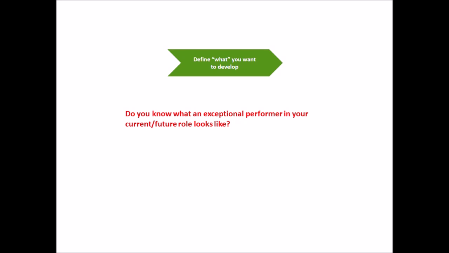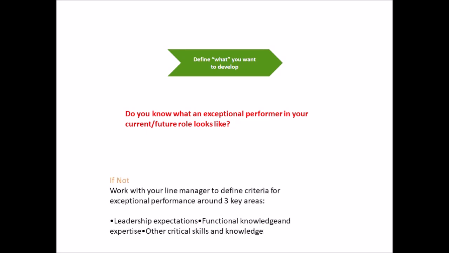If you could not identify what your exceptional performer looks like, at this time you need to work with your line manager to identify at least 3 key areas. Maybe leadership expectations, functional knowledge and expertise, and some critical skills and knowledge that will be needed from you to become an exceptional performer, especially for your current role.